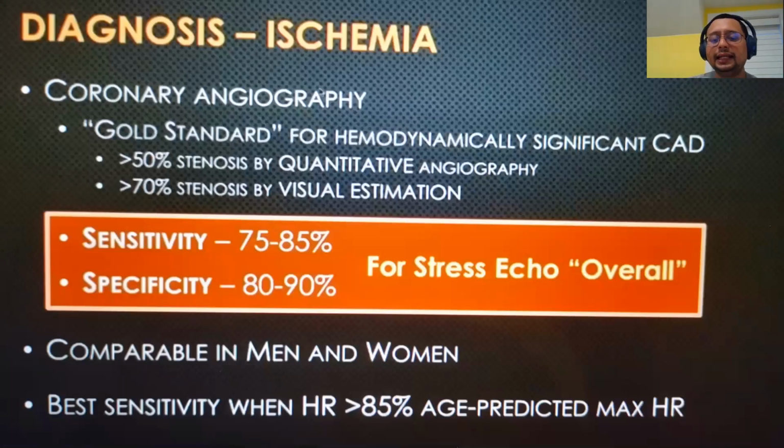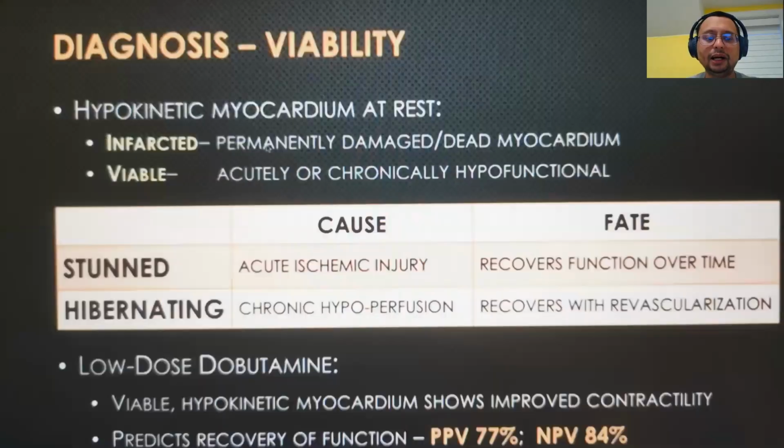Now, what are the sensitivity and specificity for stress echo overall? In a trained eye, the sensitivity is 75 to 85%, and the specificity is 80 to 90%. It is comparable in men and women, but more importantly, you have to try your best to get the heart rate to more than 85% of age predicted maximum heart rate.